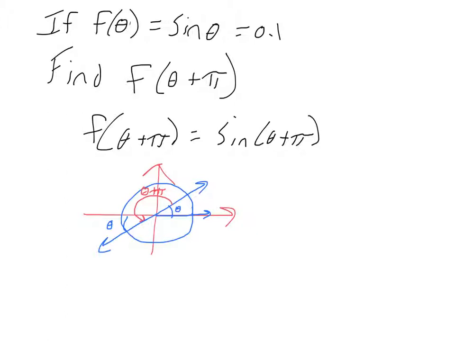And so if we think about it, here's my point on the unit circle right here, and here's this point here. We know that the y coordinate at this point is 0.1. We don't know what the x coordinate is, but we do know that the y coordinate is 0.1 if sine theta is equal to that. So the y coordinate of this point has to be what? Negative 0.1, right? It's got to be the opposite. So we should get negative 0.1 for sine of theta plus pi, based on what we know about the unit circle and just basic geometry, because we know that these reference triangles are going to be congruent, right?